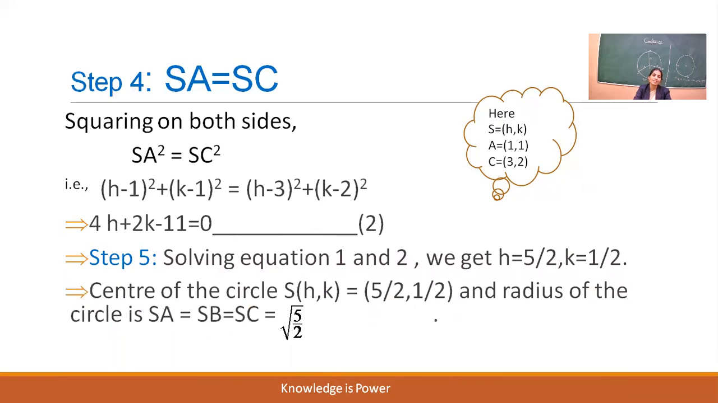Then how can we find the radius of the circle? The distances SA, SB and SC are equal and all equal to the radius of the circle. You know S and you know A. Find out SA, where S is the point we got, h comma k, which is 5 by 2 comma 1 by 2, and A is the point 1 comma 1 given in the question. Now using the distance formula again, SA equal to SB equal to SC, you can find any of the distances, which is root 5 by 2. So with this, we got both center and radius.